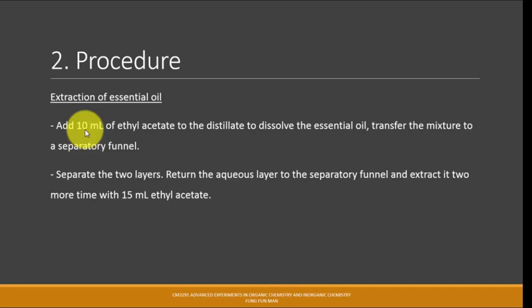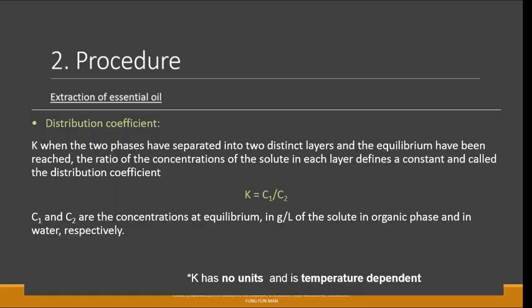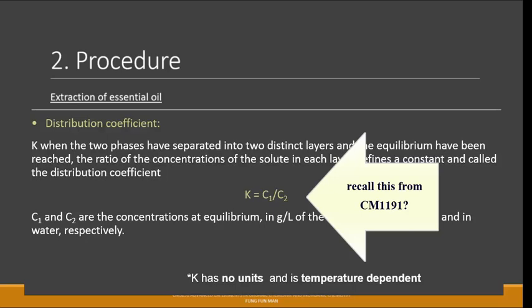Next, you separate the 2 layers in the separation funnel, return the aqueous layer to the separation funnel again, and extract again 2 more times with 15 ml of EA, the same solvent we keep constant throughout. You have learned in CM1191 that 2-3 times is the optimal number of times you extract from the separation funnel to get your compound. But of course, the more you do, the merrier it is if you have time to spare. But it will go down in terms of the efficiency. So not that necessary.